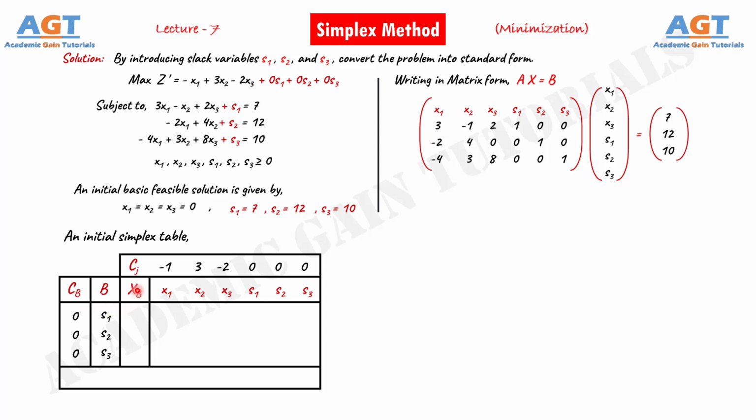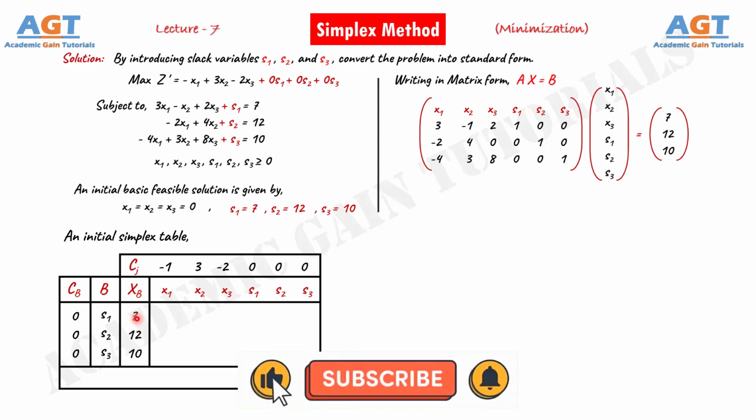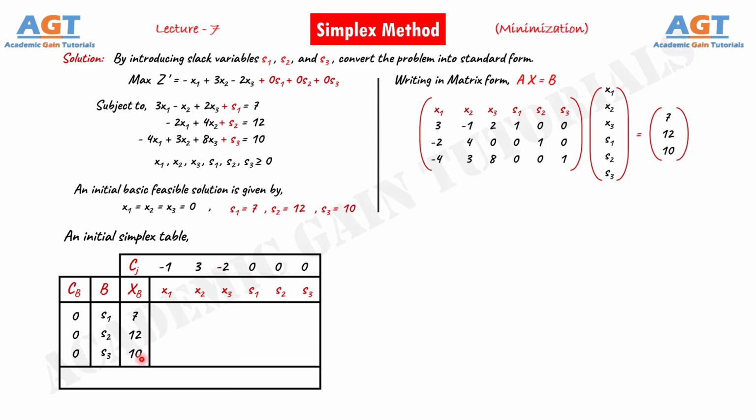Now, in the column XP over here, we will write the values from the right-hand side of the matrix form. 7, 12, and 10 are the values on the right-hand side. If you haven't made the matrix yet, you can take the values from the right-hand side of these equations also. So, in the column XP we write the values from the right-hand side of the matrix, 7, 12, and 10. Now, we have to fill up this region. We will put the values of the variables for these rows directly from the matrix over here. In the first row we have 3, -1, 2, 1, 0, and 0.